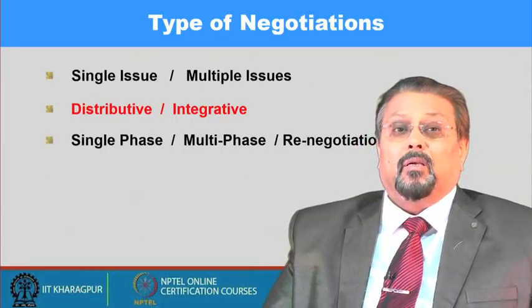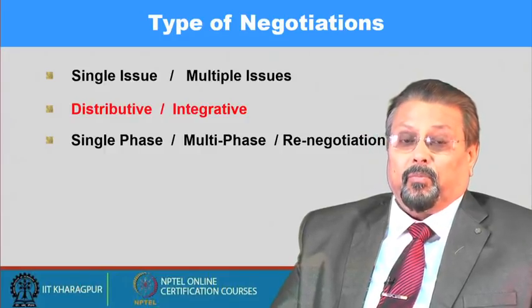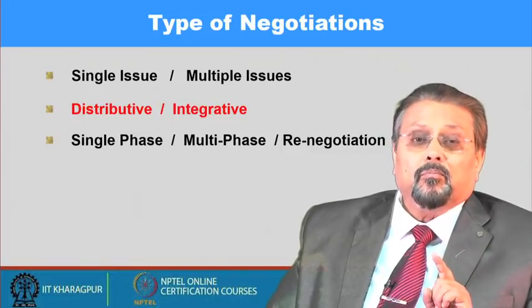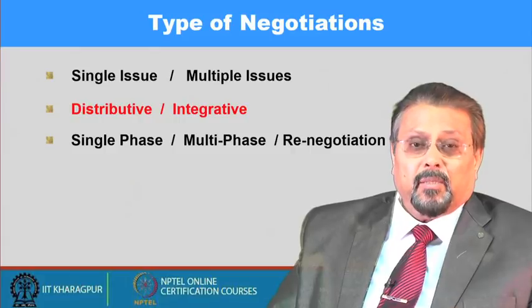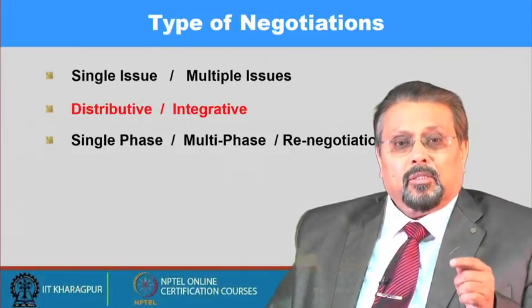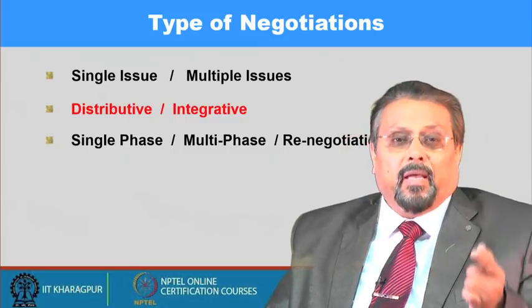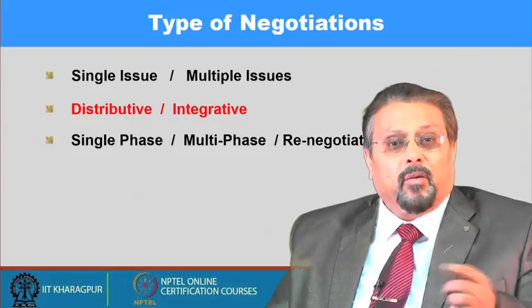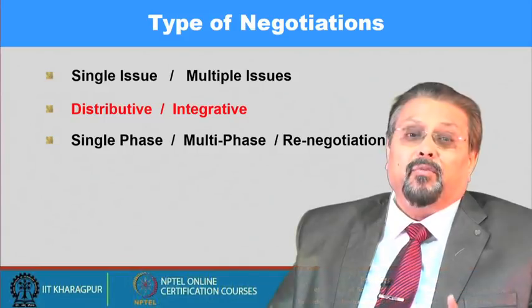Then there would be single phase, multi-phase or renegotiations. In single phase, the negotiation happens only once. In reality, when you go for purchasing an item, you don't go once, negotiate and come back, then the next day go again and negotiate further, and the third day go and negotiate and buy. It never happens. So for products and such items, it's a single phase one.